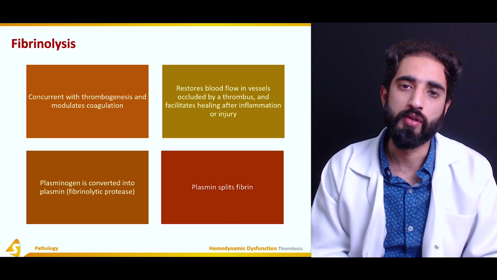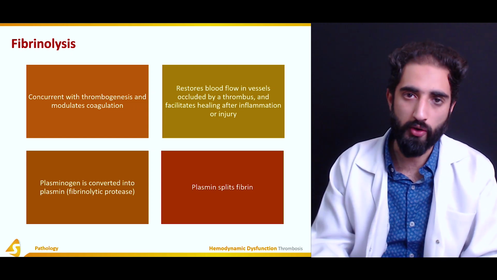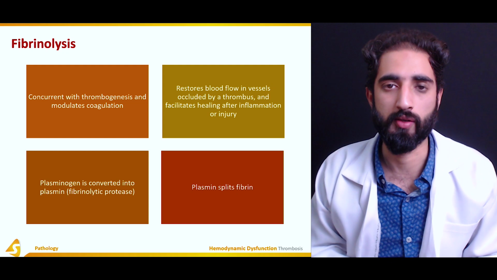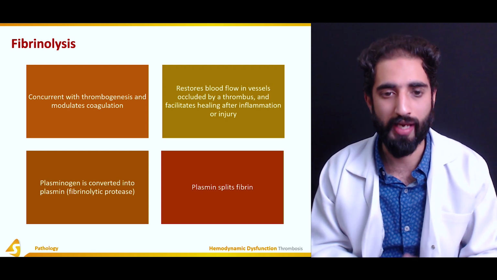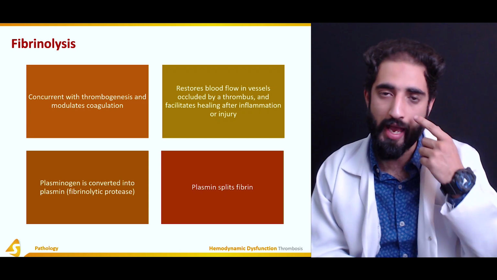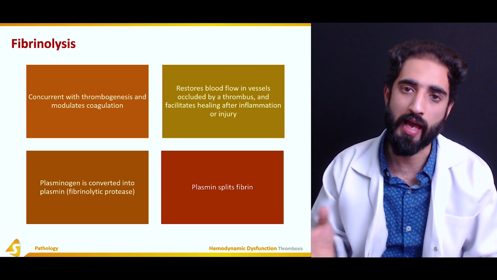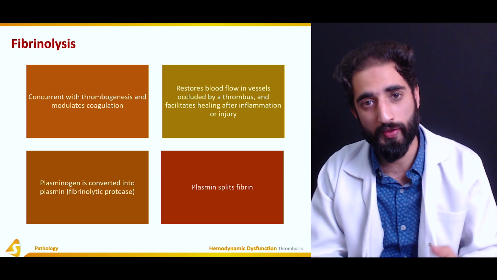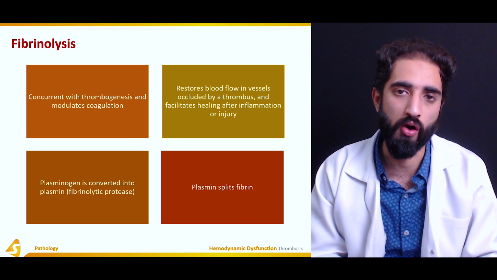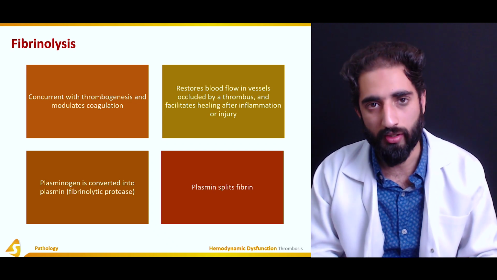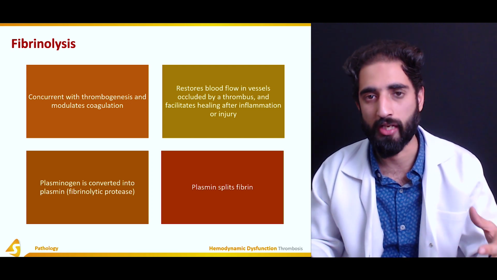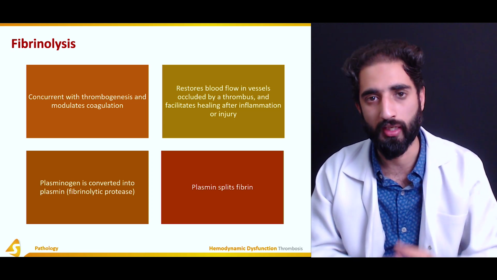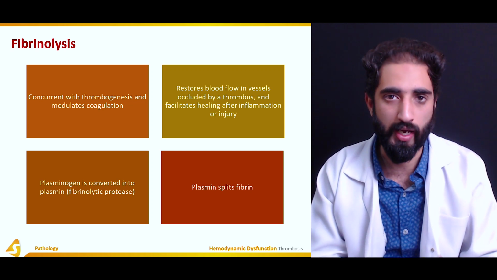Now, whenever there is the formation of a thrombus, it should be modulated as well, because excess of everything is harmful. So there is a very important process which is known as fibrinolysis. It is concurrent with thrombogenesis, and it modulates coagulation by acting antagonistically to thrombogenesis. What happens is that it restores blood flow in vessels occluded by the thrombus and facilitates healing after inflammation or injury, because if fibrinolysis does not occur or the process of thrombogenesis is not modulated, it can occlude the complete lumen of the blood vessel and result in ischemia and infarction in the areas to which that blood vessel was supplying blood or nutrition.